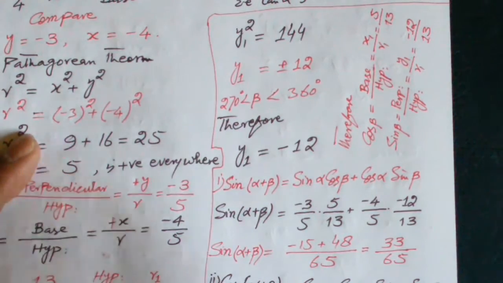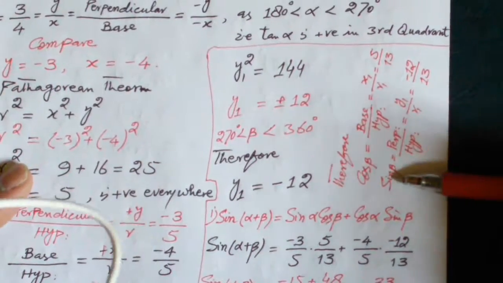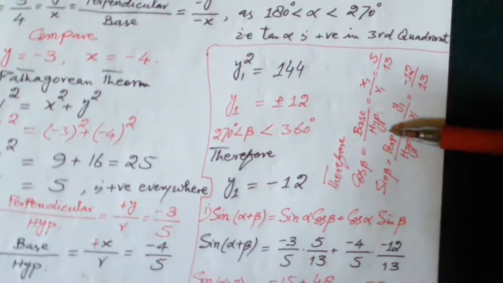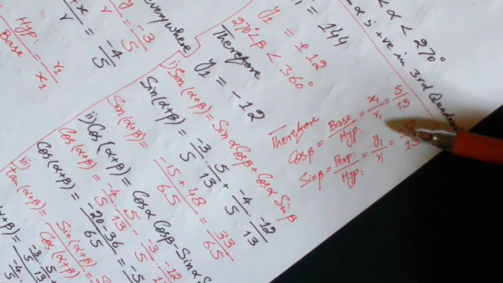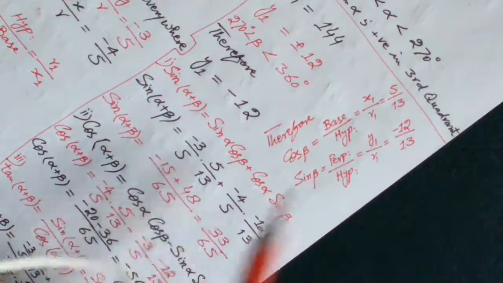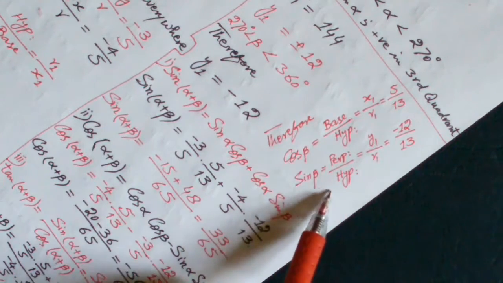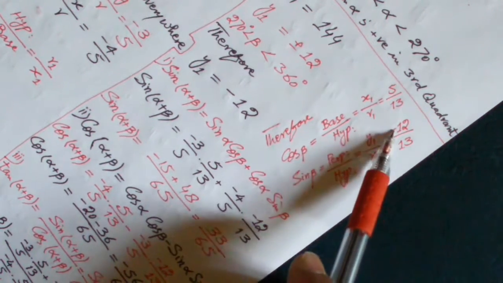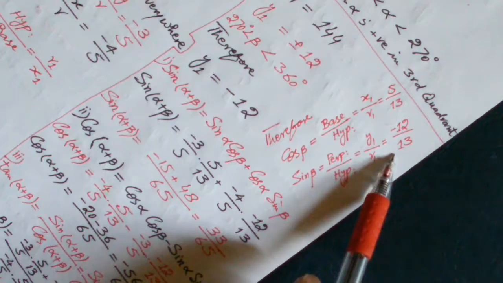Now to calculate cos of beta, cos beta will be equal to base divided by hypotenuse, which is equal to x1 divided by r1, which is equal to 5 divided by 13. And sin of beta is equal to perpendicular divided by hypotenuse, which is equal to y1 divided by r1, which is equal to minus 12 divided by 13.